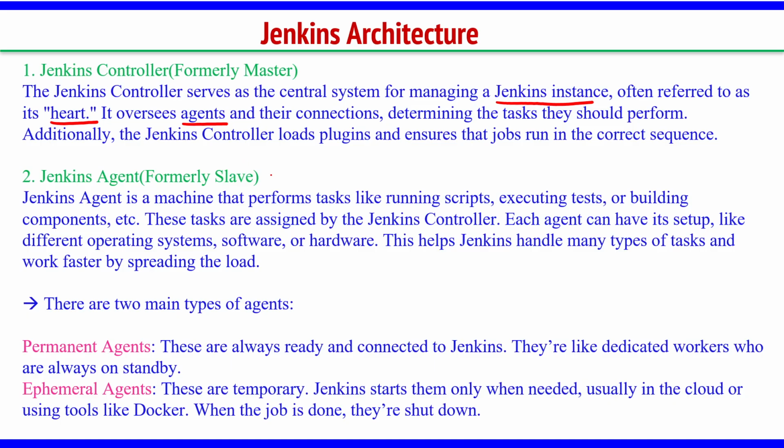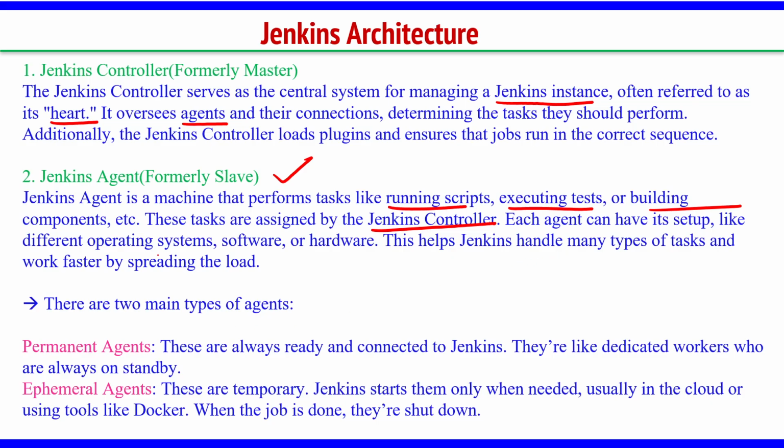Then the Jenkins agent, that is the slave. It's a machine that performs tasks like running scripts, executing tests or building components. All that is taken care of by the agents. And who assigns them? These tasks are assigned by the Jenkins controller. Each agent has its own setup, like a different operating system, different software, hardware. So this helps Jenkins handle many types of tasks automatically at a single point of time.